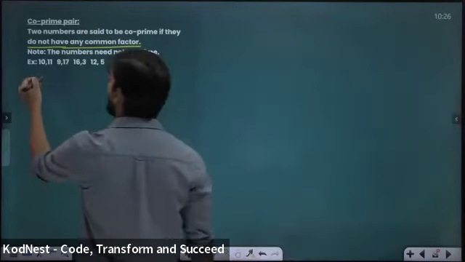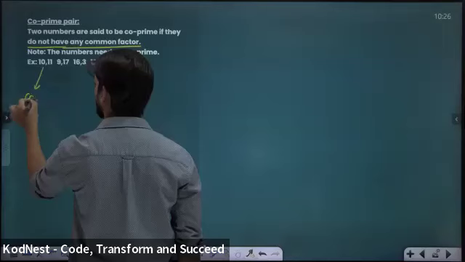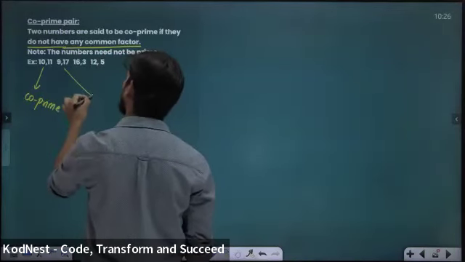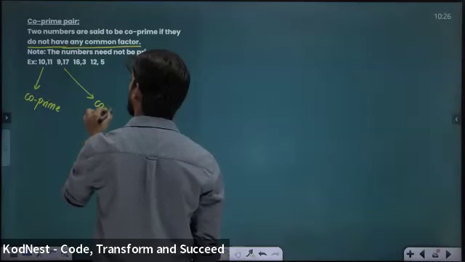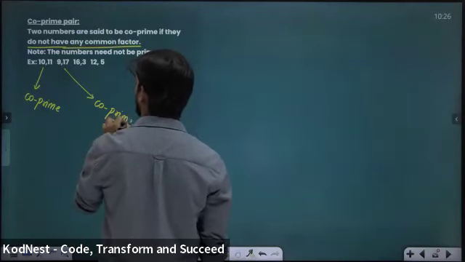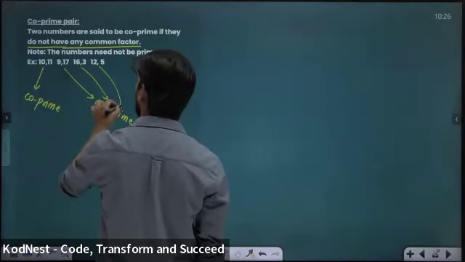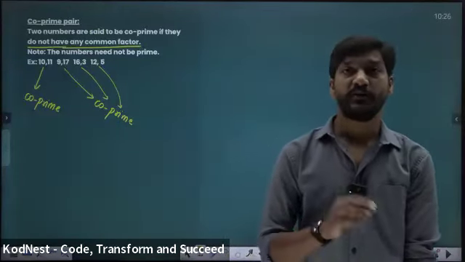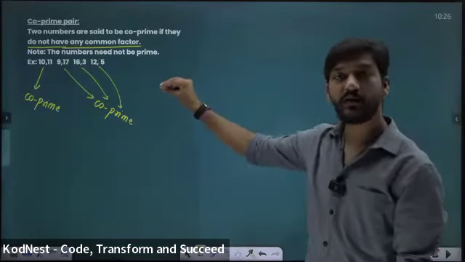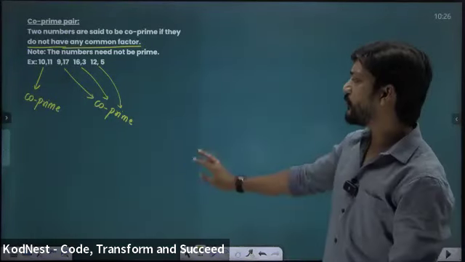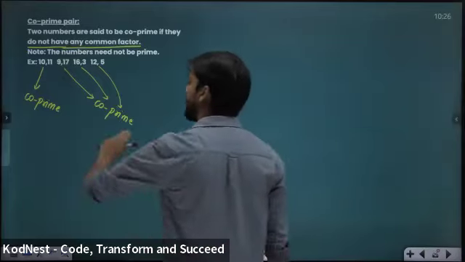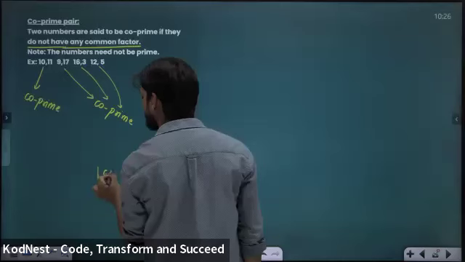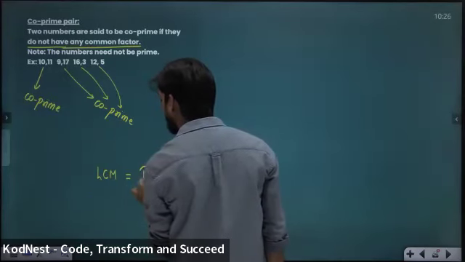Okay. 10 and 11, coprime, because nothing is common. Now don't say, sir, 1 is common factor. My dear, 1 is always common. This is also coprime. 16 and 3, no common factor. 12 and 5, no common factor. So when we have no common factor, then we say the set of numbers are coprimes. Whenever we see a set of numbers like this, the LCM will be equal to product.